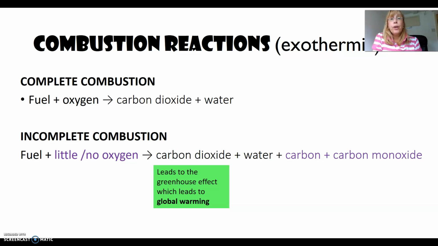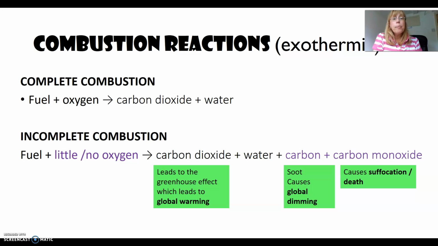Now, this often provokes examiners to ask about what the issues are with these products. Carbon dioxide, as we know, leads to the greenhouse effect, which leads to global warming. Carbon as soot causes dust in the air or global dimming, as we often see in pictures of, for example, London or China, when there's a lot of pollution due to the traffic. And carbon monoxide is a very, very serious problem because it is a colorless, odorless gas, and it can lead to suffocation and death because our red blood cells much more easily pick up carbon monoxide than oxygen.